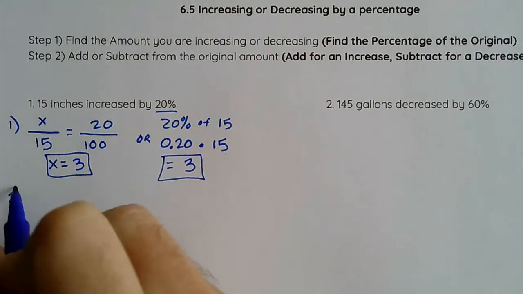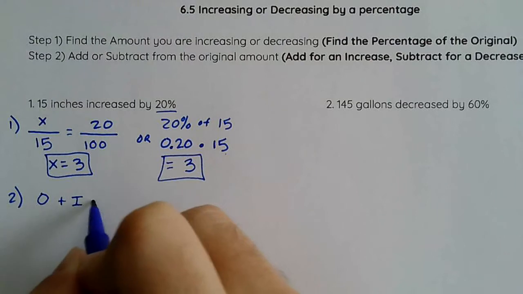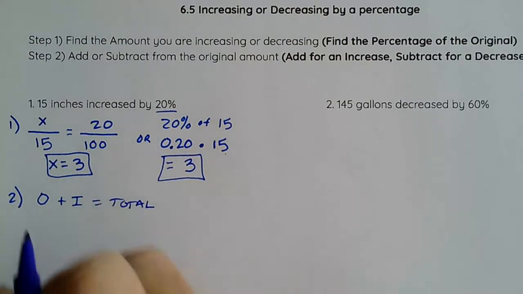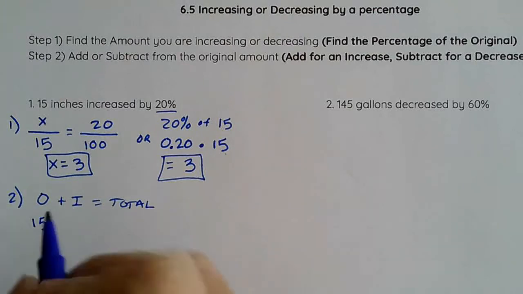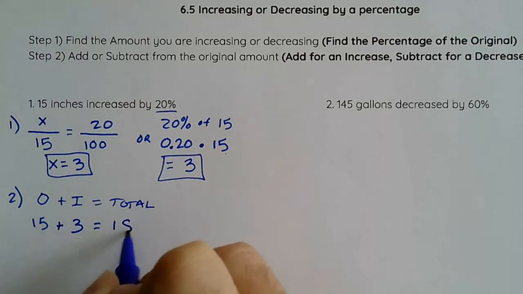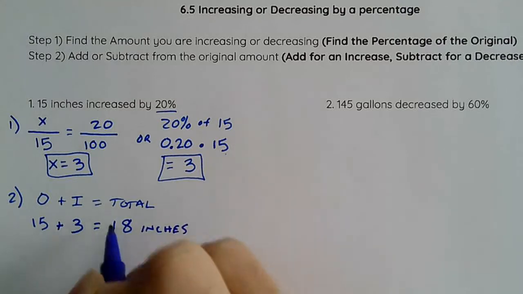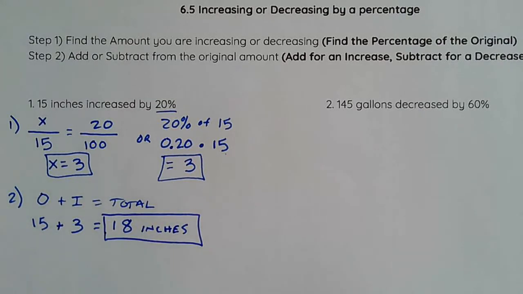So now step two says we have to add that to the original amount. So we're going to take the original, we're going to add the increase, and that's going to give us our total. So we started with 15 inches. We add the increase, which is 3, and that gives us our total of 18 inches. And that value is 15 increased by 20%. So 15 increased by 20% is 18.